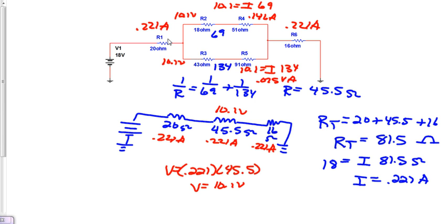So now we have the current going through this resistor and this resistor here, and the current going through both of these resistors, because these are in series. That'll be the 0.146 amps. And then we know the current going through both of these resistors is 0.0754 amps. Okay, because those two are also in series. And that'll do it for part 1 of this video, and we'll do part 2 soon.